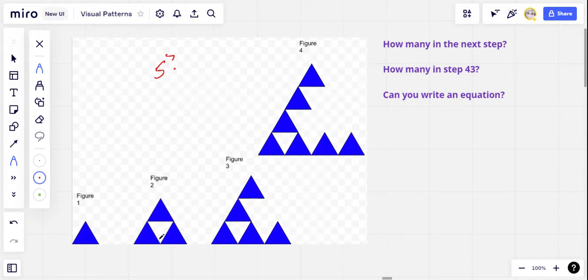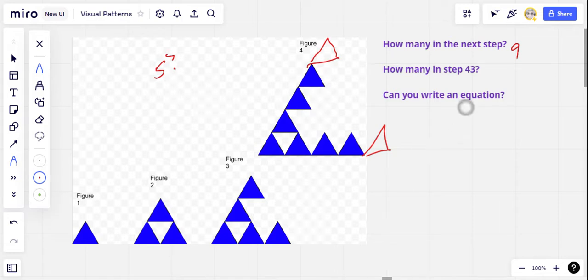looks like here's the triangle from figure 2 right here, and we've added two triangles, one on either end. And then I guess here's the pattern from figure 3 and we added on the end. So if I were going to guess about step 5, I would just say we'd add a triangle there and a triangle there. And that would be step 5. Let's count. 1, 2, 3, 4, 5, 6, 7, 8, 9. So I think 9 in step 5.